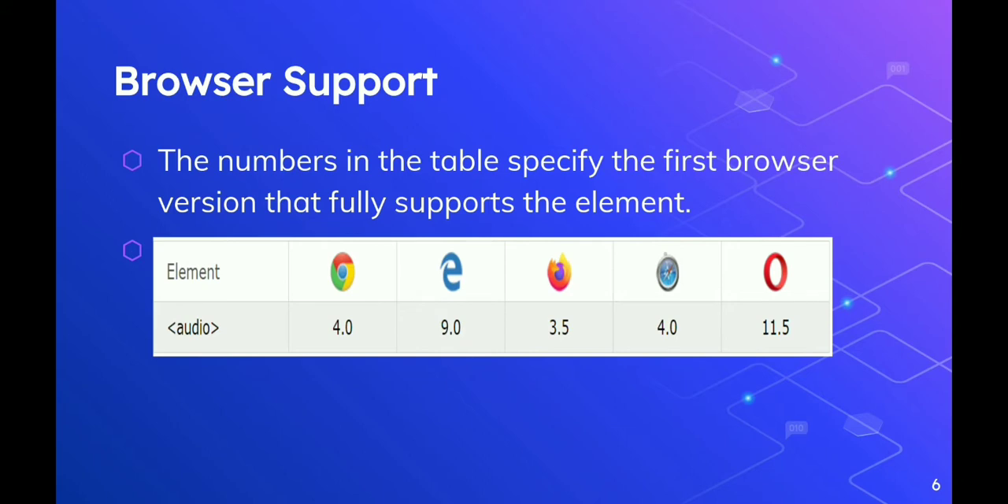After which version are these browsers going to support audio files? After 4.0, all versions of Google Chrome support the audio tag. After 9.0, all versions of Internet Explorer support this tag. After 3.5, all versions of Mozilla Firefox support the audio tag. After 4.0, all versions of Safari support the audio tag. After Opera 11.5, all versions support this audio tag.